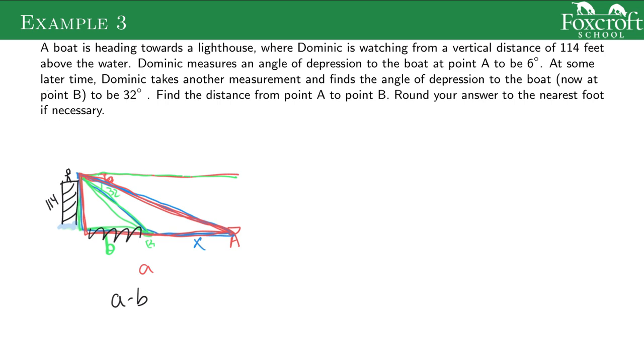Well, let's start with the blue triangle. The angle up here is 32, which means the angle actually in the triangle is 58. This is 114, and this is x, so this is going to be a tangent situation. Tangent of 58 is x over 114, multiplied by 114. I get x is 114 tangent of 58, 182.44.